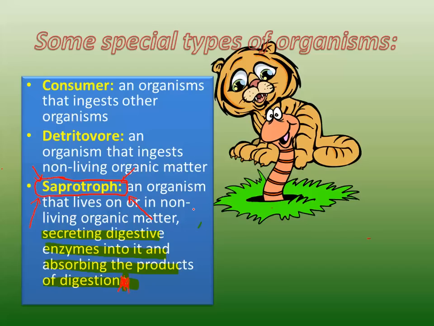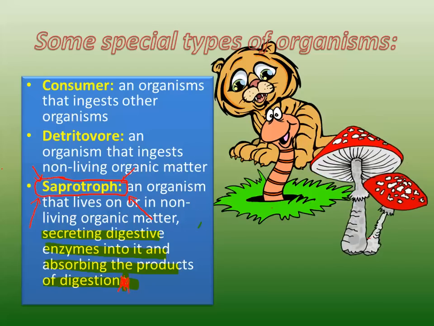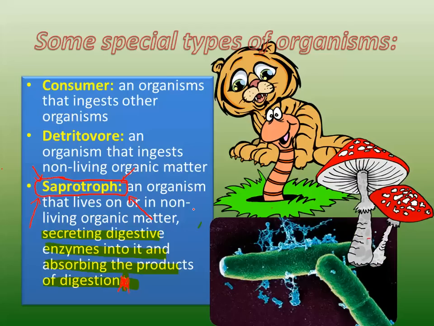What are some organisms that do that? Well, it's not so graphic as what I said, but bacteria and fungi are examples of saprotrophs. They secrete enzymes that can do the digesting outside, and then they absorb the products, okay? So three words for you: consumer, detritivore, saprotroph.